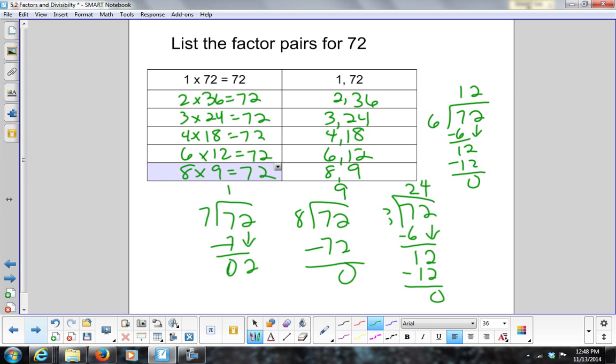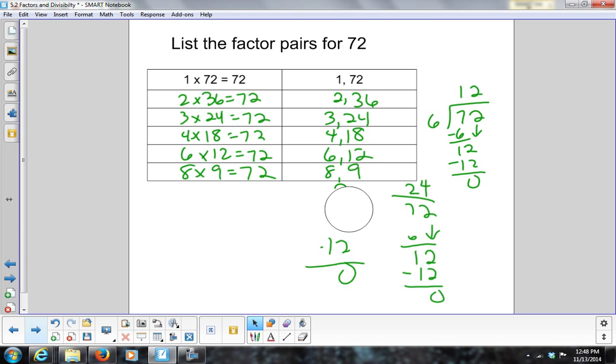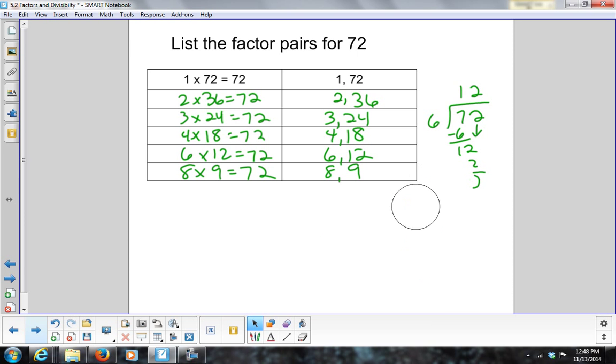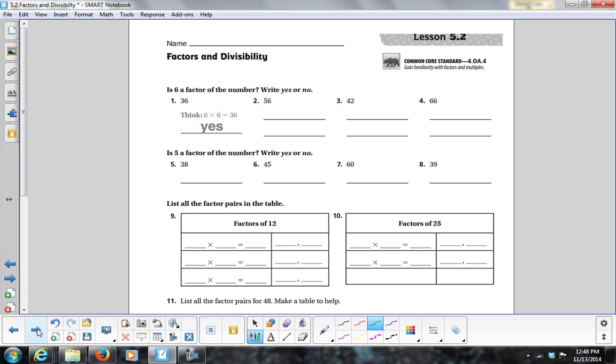That's a lot of factor pairs for one number. Okay, it's a very divisible number. You can divide it many different ways. All right, so be prepared for that one. That one's on a test, not 72, but that type of problem.